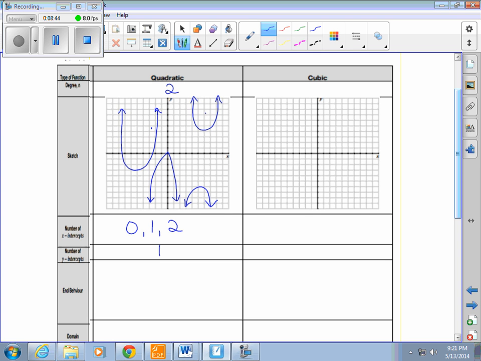So the end behavior, the line extends from, so it's either going to start in quadrant 2 and go into quadrant 1, so quadrant 2 to 1, or it's going to start in quadrant 3 and then end in quadrant 4.